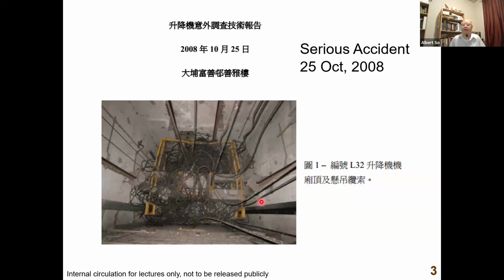Fortunately, the lift was stopped by a device called safety gears, and I'll talk about safety gears later. So then the car did not fall down. Otherwise, there would be a free falling of the lift. It would be very dangerous. Passengers inside would get seriously injured or killed. It happened in 2008.